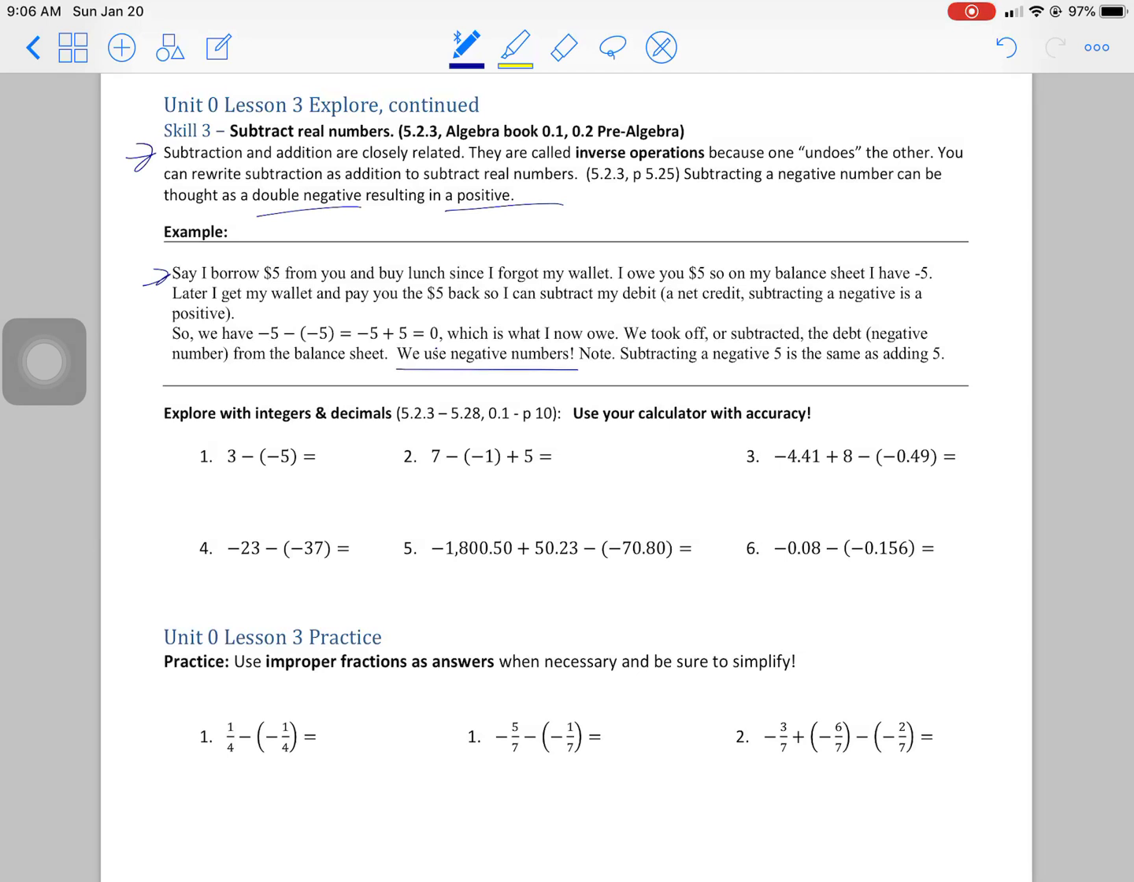So we do use negative numbers. That was a really complicated way of saying I borrowed $5 from you, then I paid you back, so I owe you nothing. So it was negative 5 plus 5 is 0. So it's the same thing as subtracting a negative 5. So it's a double negative. Okay, this is my bottom line for that one. It looks something like this.